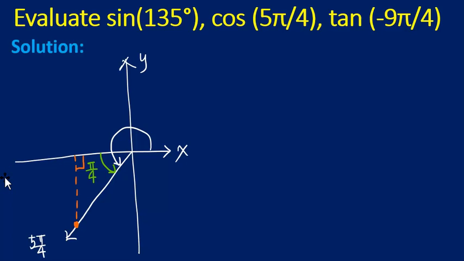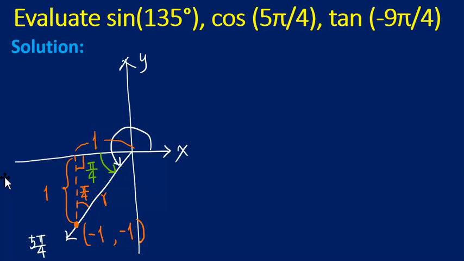If one of the acute angles is pi over 4, then the other is also pi over 4. That means their opposite lengths are equal. If the length of this side is 1, then the length of this side is also 1. Next, let's fill in the xy coordinate. Since the point is in the third quadrant, xy coordinates are both negative. So we have negative 1, negative 1.